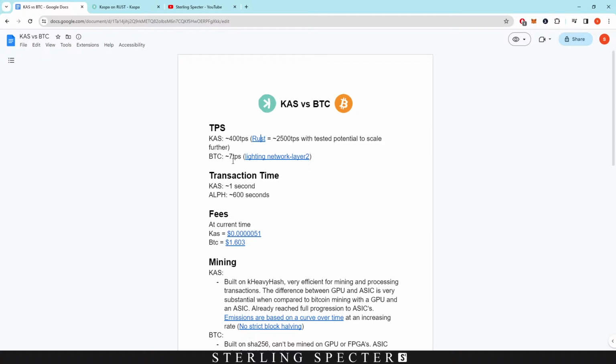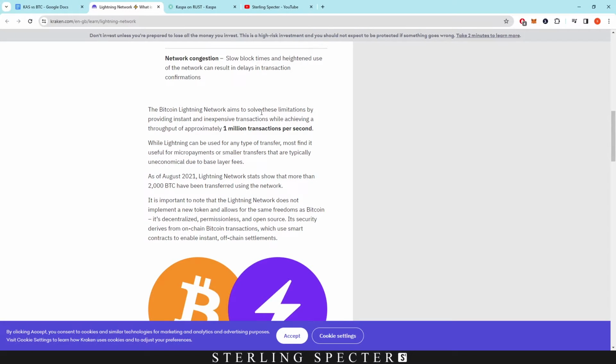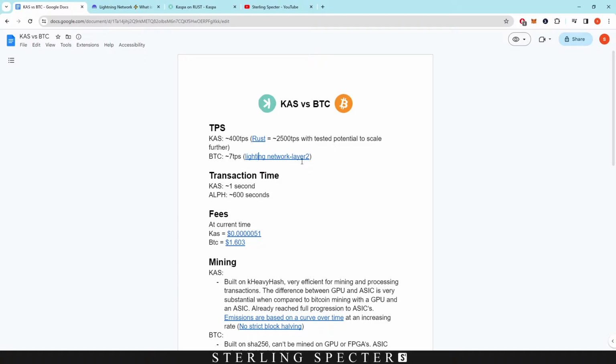Now with Bitcoin, the average is around 7 transactions per second at the high end, so not as quick as Kaspa coin. Obviously, we know Bitcoin's very slow in terms of transactions per second. In the future, it will not be able to sustain the amount if it turns into a real currency. This is one of the main points that we'll cover at the end of the video, this duality between Kaspa and Bitcoin. There is obviously the Lightning Network, which aims to solve the limitations by providing instant and inexpensive transactions while achieving a throughput of 1 million transactions per second. That is a potential, but it is also a layer 2, so you need another layer on top of Bitcoin to make it run that fast. With Kaspa coin, it's strictly layer 1. There are no other layers on top of it.